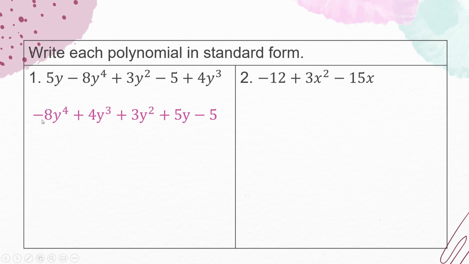So notice that there was that negative sign in front of 8y to the fourth. You've got to make sure you still have that when you rearrange the order of the terms. Number 2, to write in standard form, would be 3x squared minus 15x minus 12. So we have a second degree power term, then first degree, and then 0 degree.